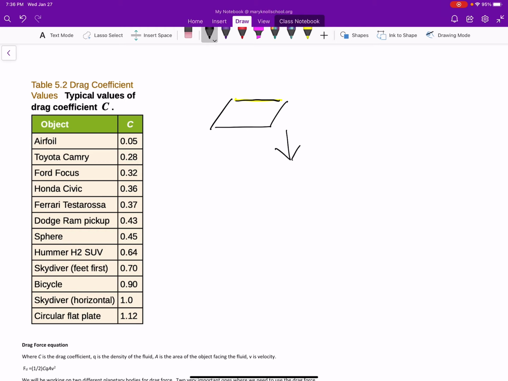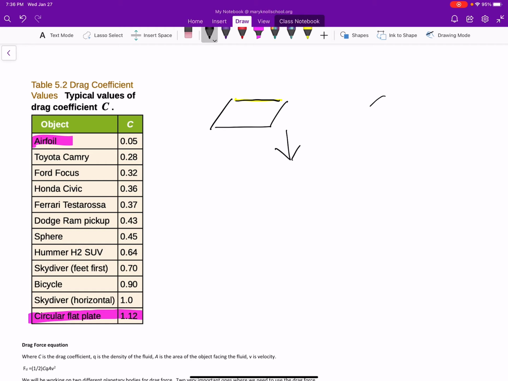Now let's look at what would be similar. What would be most similar to a piece of paper? This would be most opposite. An airfoil is something almost perfectly aerodynamic. It's really aerodynamic. Maybe a piece of paper would look like a circular flat plate.